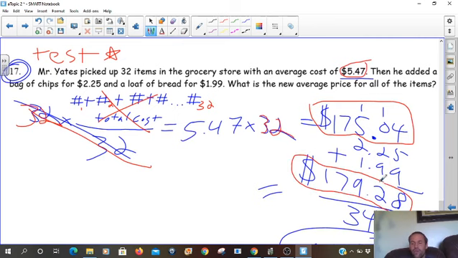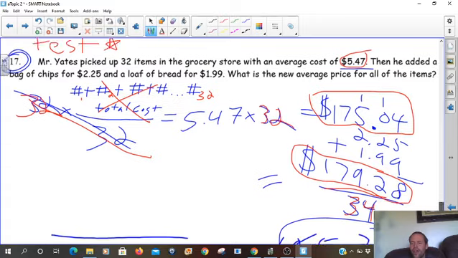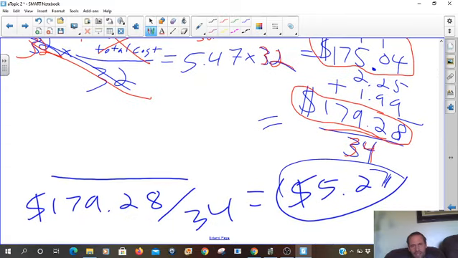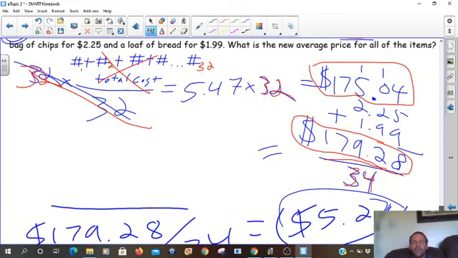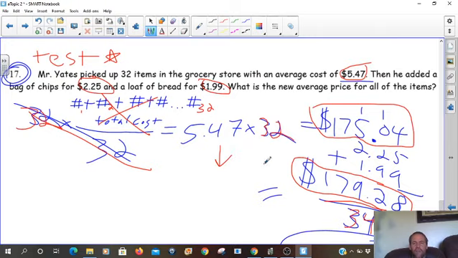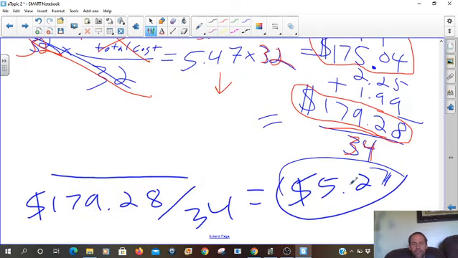Then you have 34 items instead of 32 now. So you're going to divide by 34 to get the new average. Right? When you divide by 34 to get the new average, you would get $5.27. So because our items were less than 5.47, they were 2.25 and 1.99, that lowered our average down to 5.27. Interesting, huh? So that's really cool. That's how you do 17.